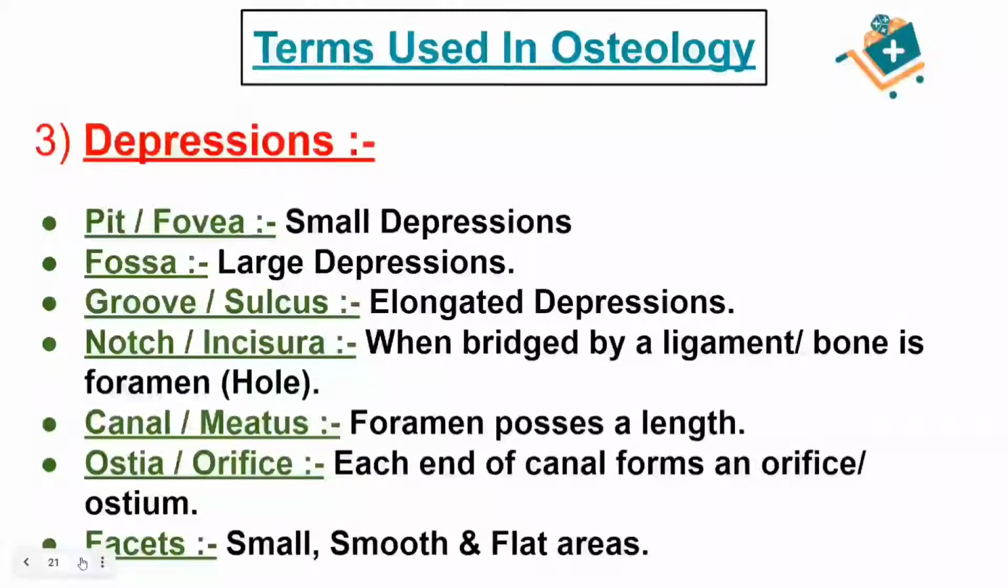Now, pit or fovea, it is a depression, like when it is going inside. Pit or fovea is a small depression. Fossa is a large depression. Groove or sulcus is an elongated depression. Notch is when it is bound by a ligament or something. This is not possible to understand like this. Let me show you in respect to a bone.